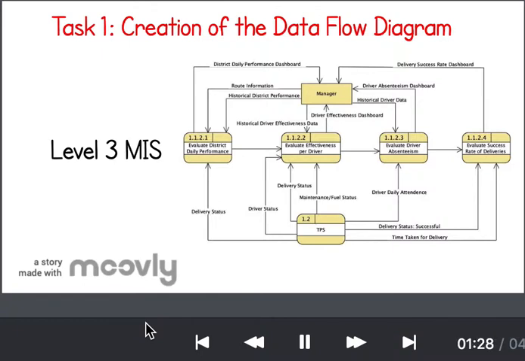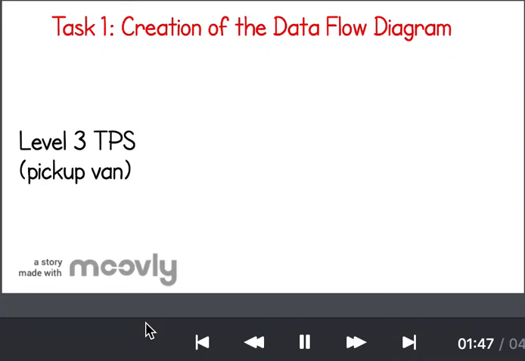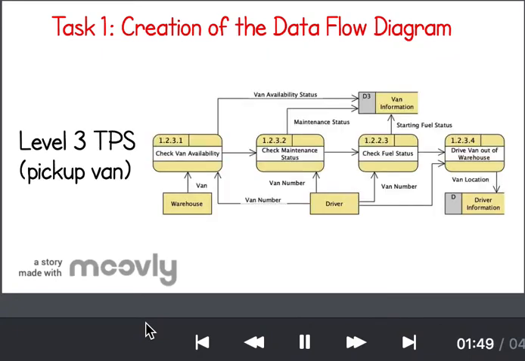Finally, a level 3 diagram is shown, as generating a dashboard is one of the manager's functions, and it is done by using data from the TPS sent by the driver and the warehouse. This data is used to evaluate district performance, the effectiveness of each driver, driver absenteeism, and the success rate of deliveries. Picking up the van is one of the driver's functions.